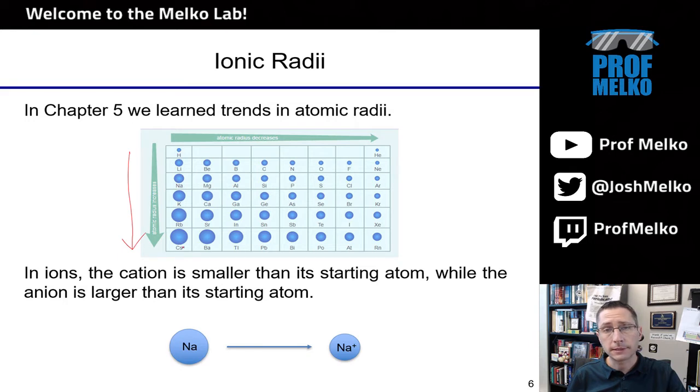Hydrogen to cesium, cesium's really large. As you go left to right, they get smaller. Helium, smaller than hydrogen. But what happens when we add or remove electrons?